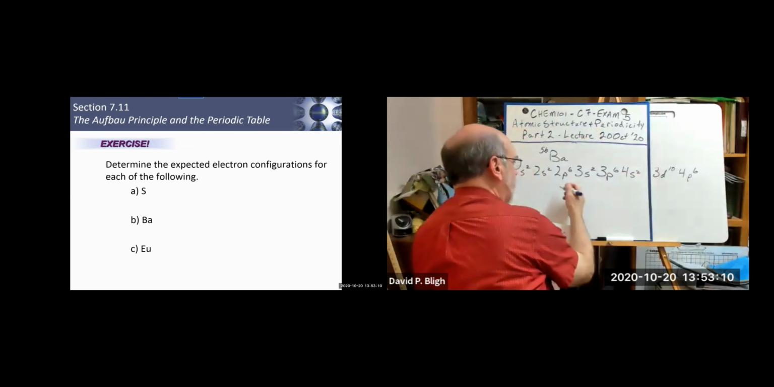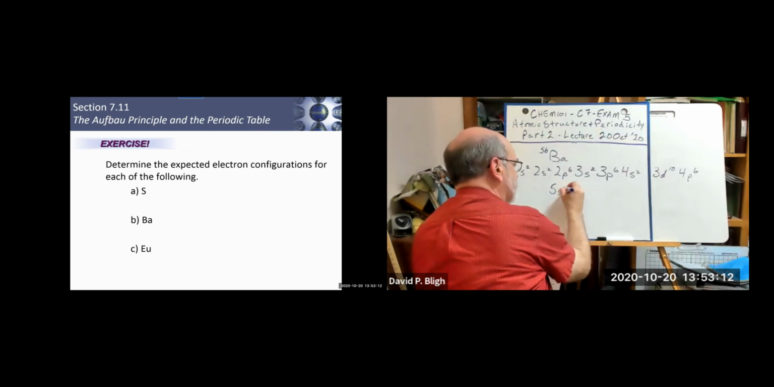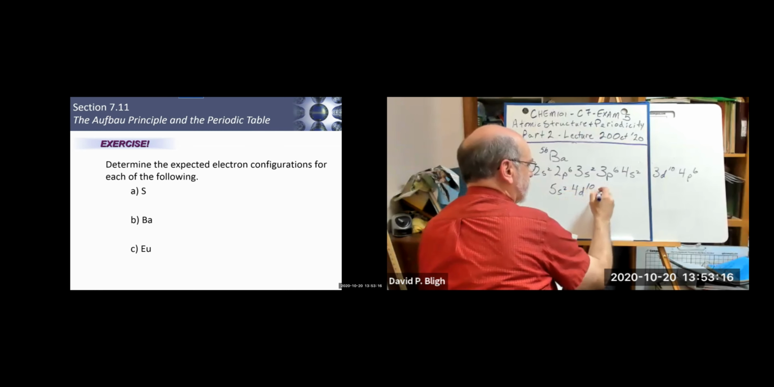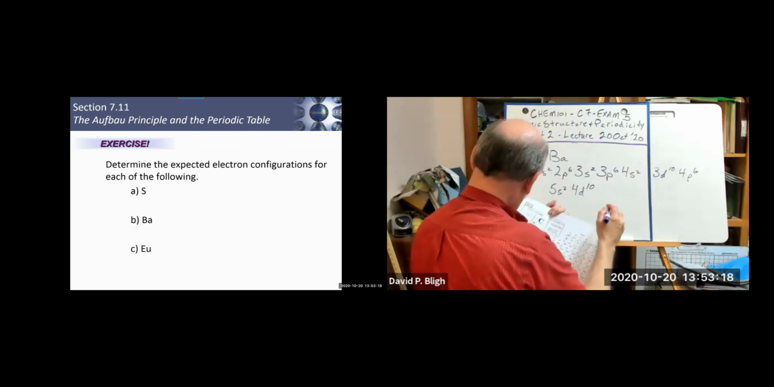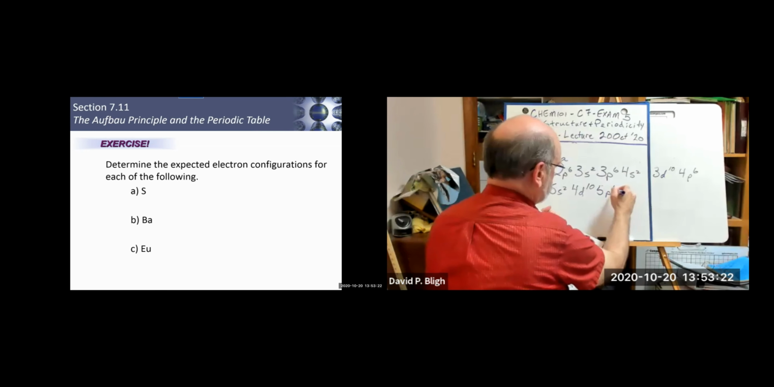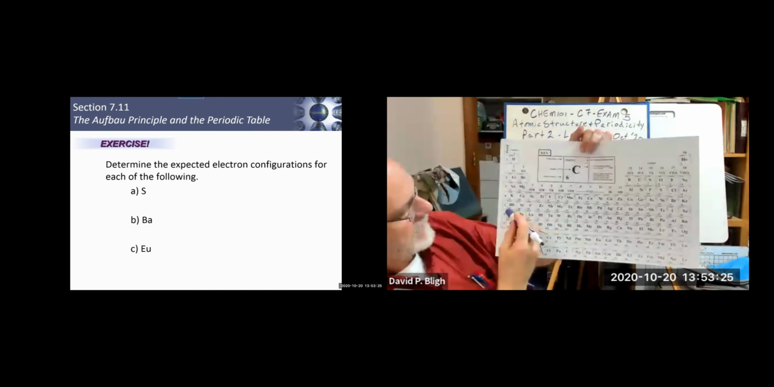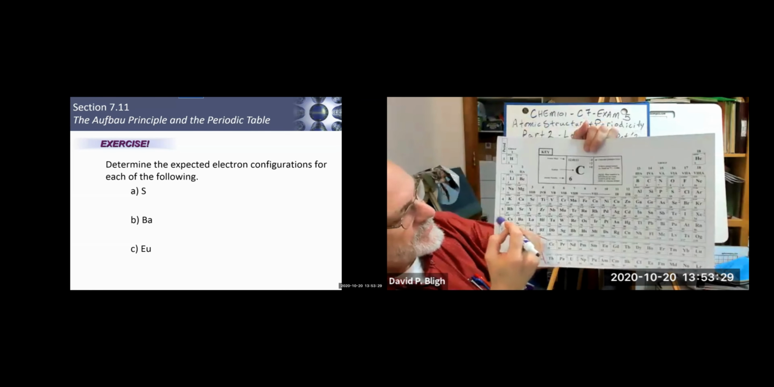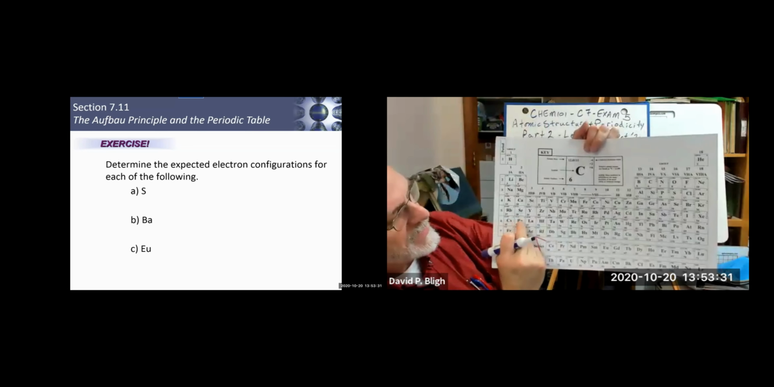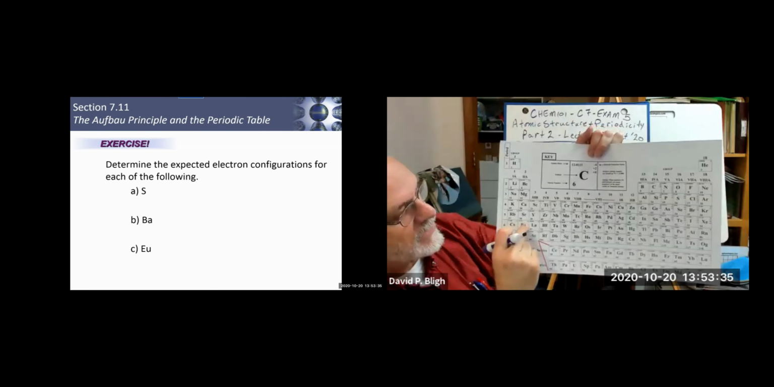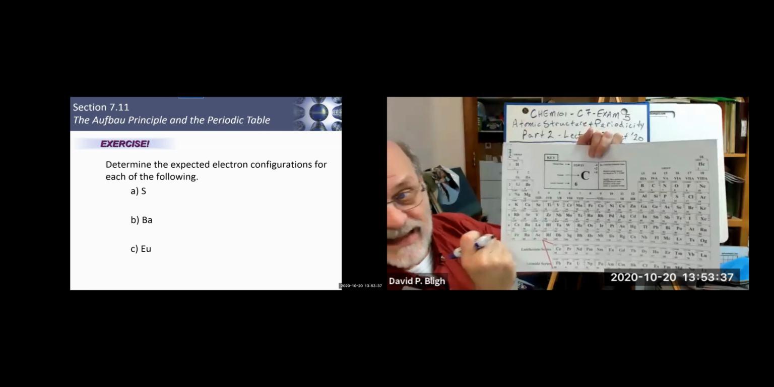I'm going to swing back around. 5s, 4d, 10, and 5p, all the way to the end, right? And now we're back at 6s. And barium has 2 s electrons in it because it's in the second column in the 6s level.